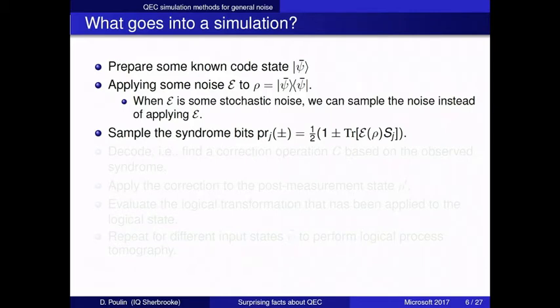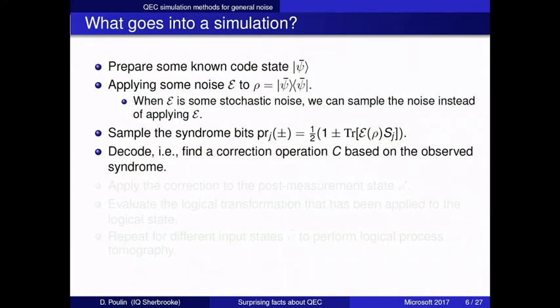So once you have a noisy state, the next step in error correction would be to measure the syndrome. And this is something you have to simulate on the computer. So you need to compute the probability of the various syndrome outcomes. And this is just given by Born's rule. So once you have the syndrome, the next step is to decode.